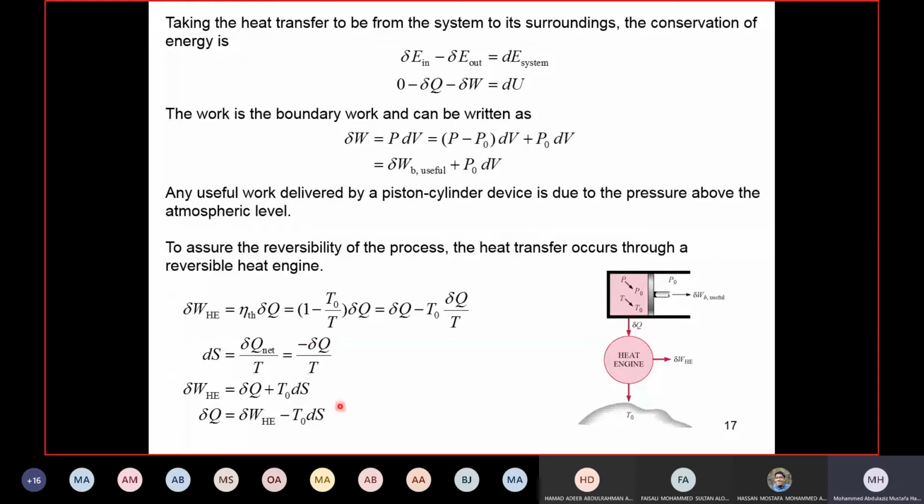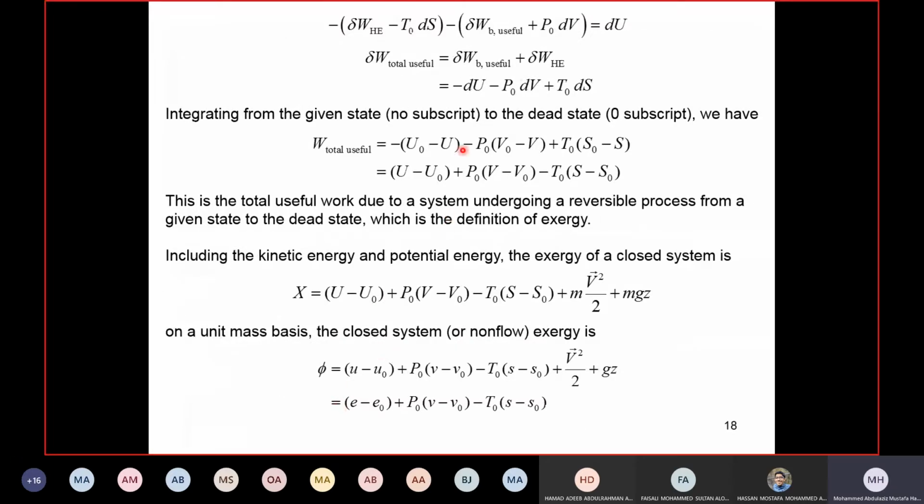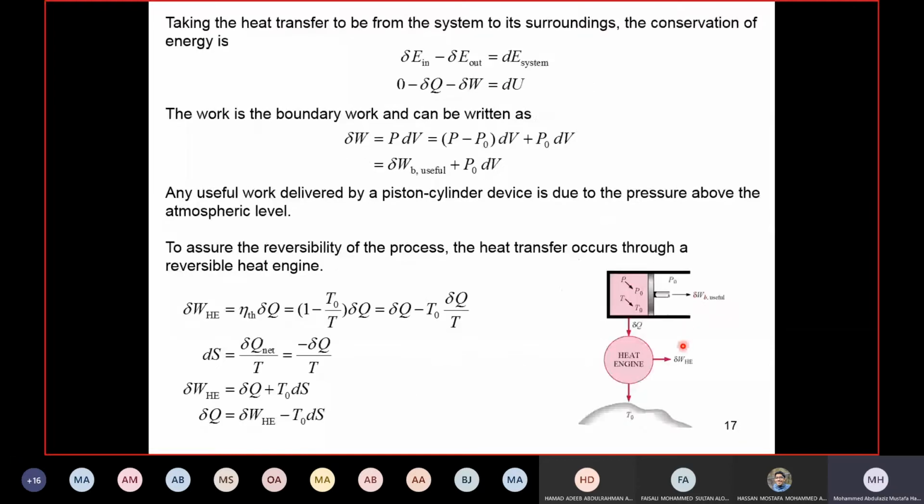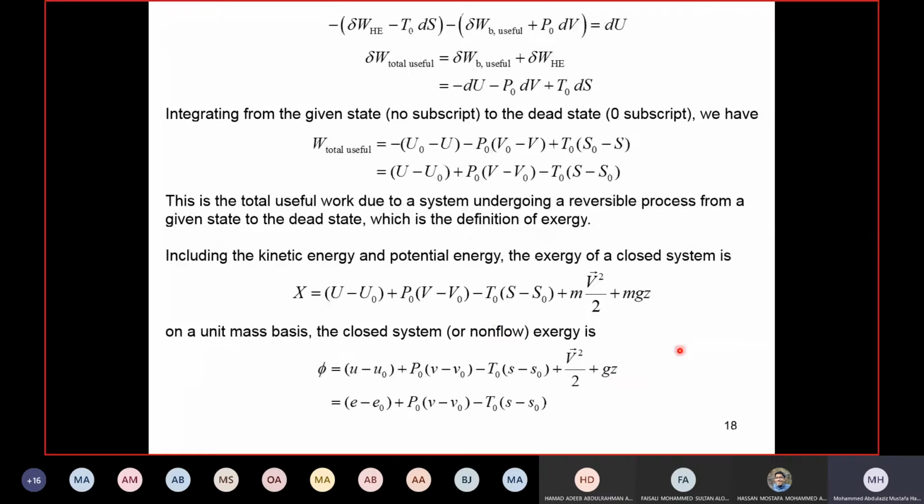And then in the next page here, I'm going to add both together. The delta work total useful is the sum of the two amounts of work: the useful work for the expansion and the work from the heat engine. We add these together, and this is the work we get. Accordingly, this work we will call the exergy. So this X is the exergy of the system.